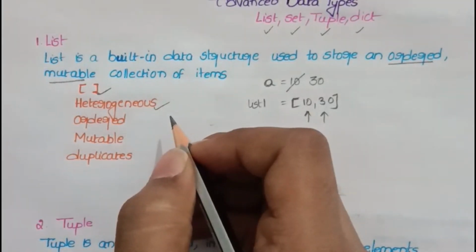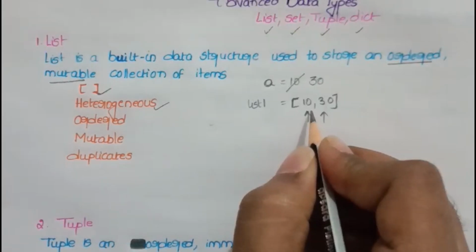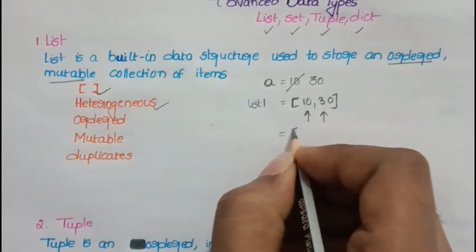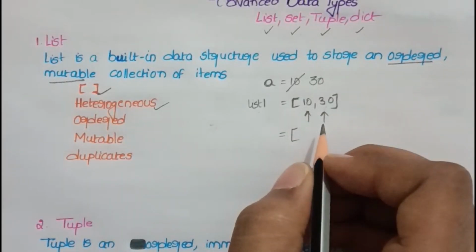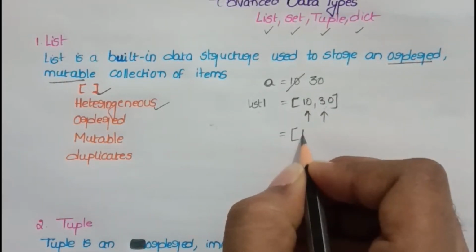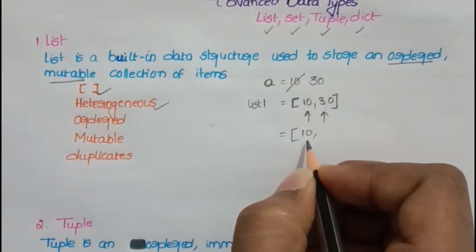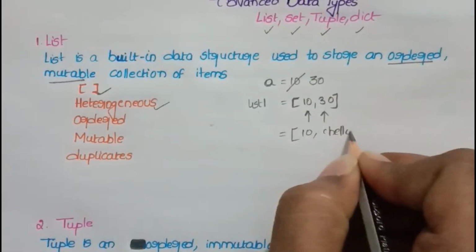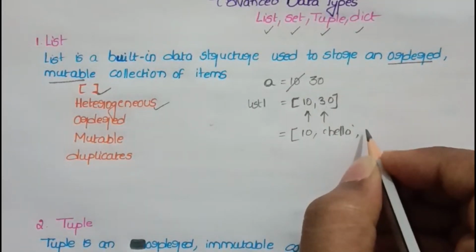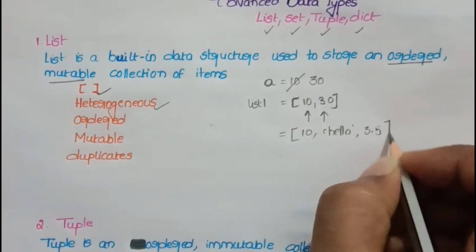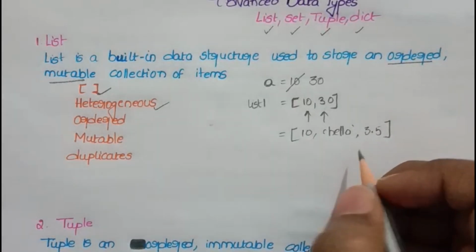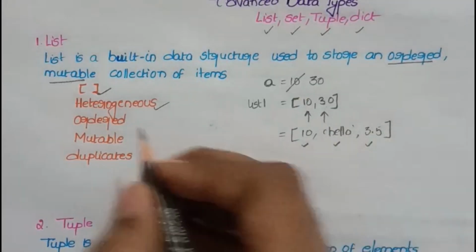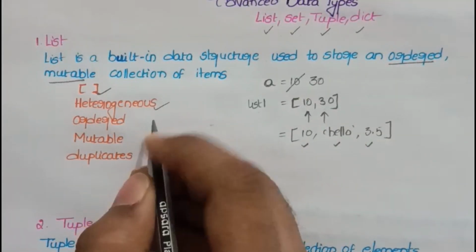List is heterogeneous, meaning it does not hold all the elements of a single data type. It is capable of holding elements of different data types also. Let's say the first element is of int data type, the second element can be a string data type, the third element can be a float data type. In this way, a list can hold elements of different data types. That is why it is known as heterogeneous.